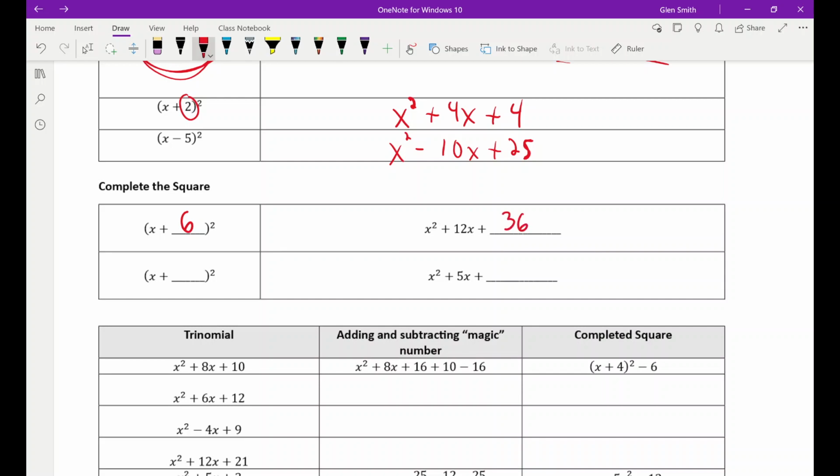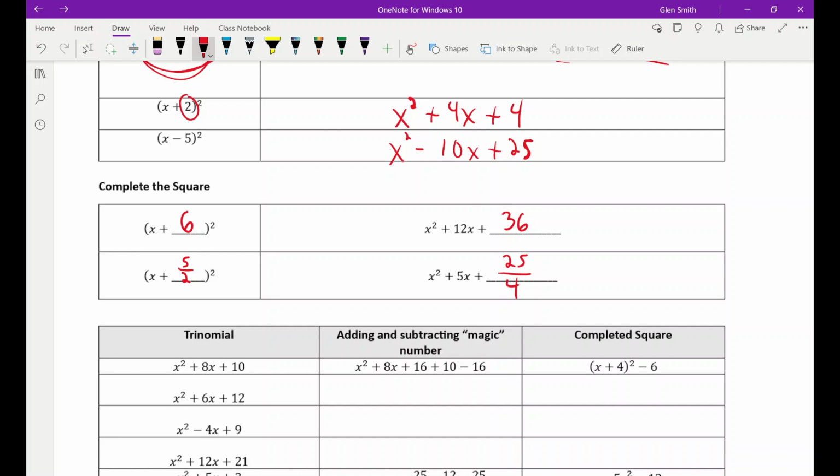Okay. And if the middle number is a 5, all that means is this number over here is going to be half of that, which I'm going to write as 5 halves. And that means this squared is 25 halves. And you could FOIL, but we're not 25 halves, 25 fourths. Come on now, Mr. Smith. Boom. All right.